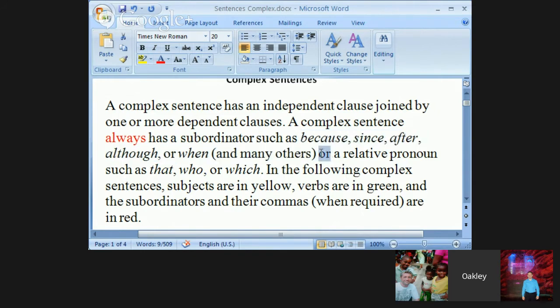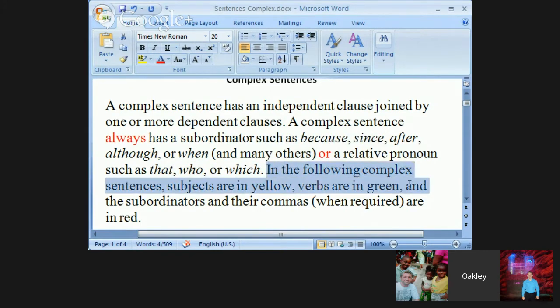Or it can have a relative pronoun, such as that, who, or which, obviously forming a relative clause, starting with a relative pronoun. Relative clauses, by definition, are dependent clauses. Not all dependent clauses are relative clauses. All relative clauses are dependent clauses.